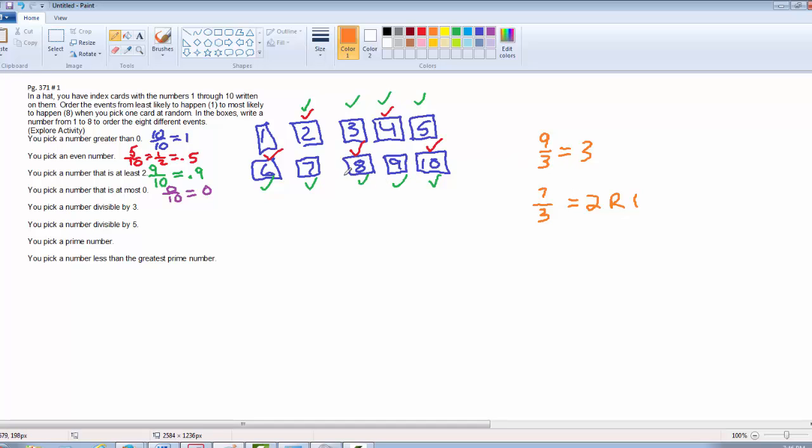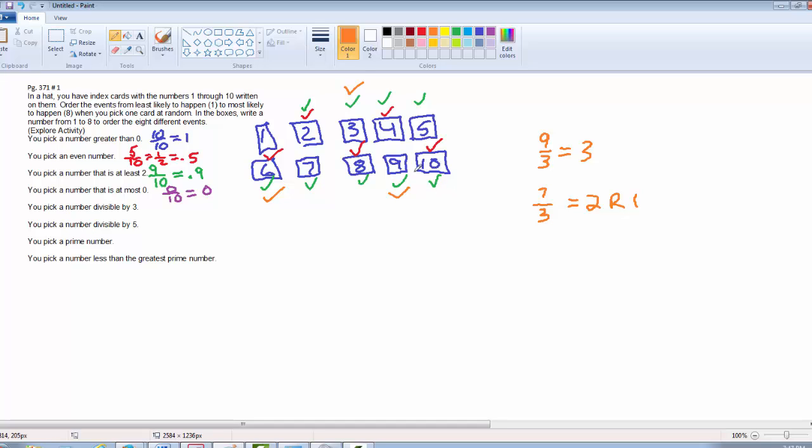Okay, so I'm going to go back and take a look at our numbers. You pick a number divisible by 3. That means you can divide by 3. Well, 1 I can't divide by 3. 2 doesn't work. 3 does work, because if I go 3 divided by 3, I get 1. That works. 4 cannot divide by 3. 5 doesn't work. 6 does work, because if you go 6 divided by 3, you will get 2. Now 7 does not work. 8 is another one that doesn't work, but 9 does work. And 10 does not work because you can't divide it by 3.